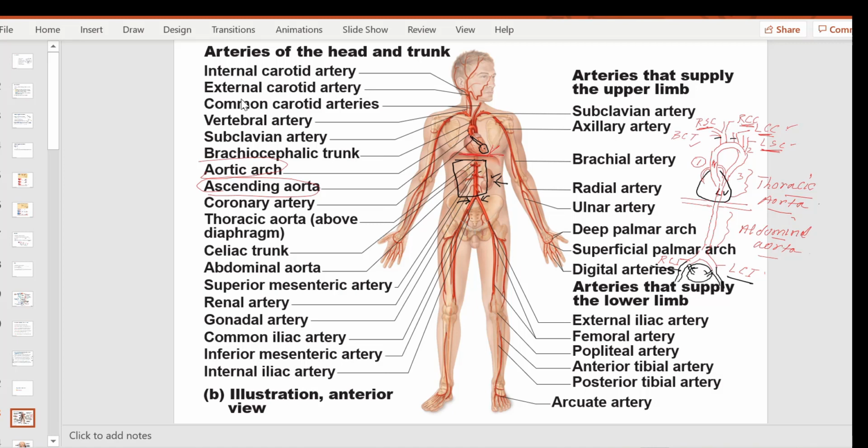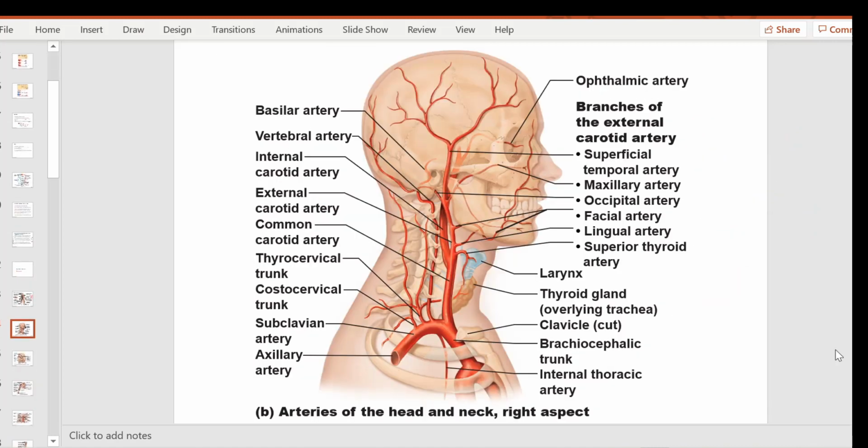Then below the diaphragm, the part of the descending aorta is the abdominal aorta. It gives a number of branches for the organs, and then the lower end divides into right and left common iliac arteries. Okay. Now we'll see what happens to the common carotid. This is one side, so this is the right common carotid artery. Okay, this one. So let's see what happens.